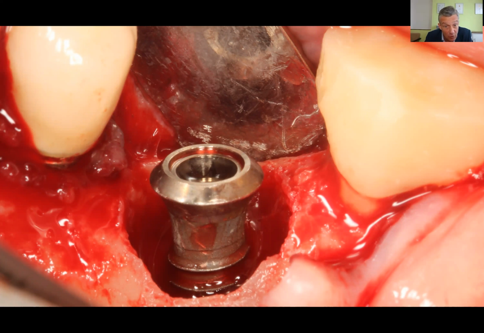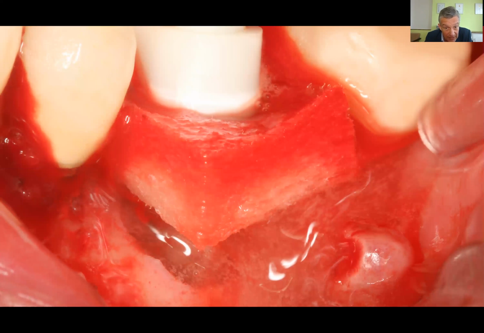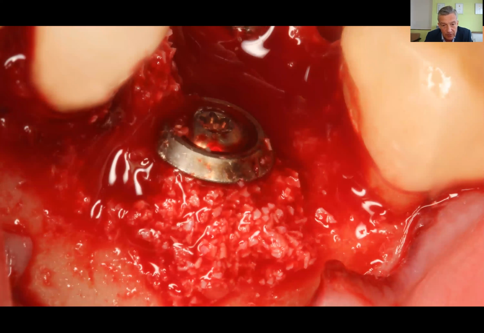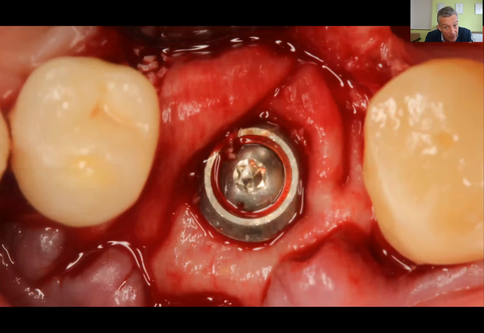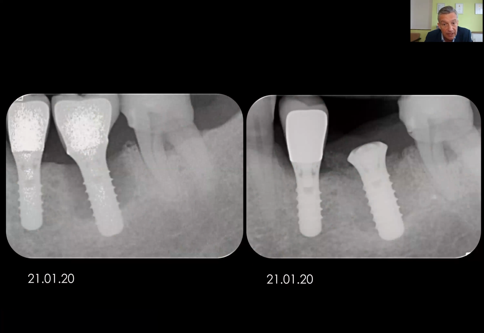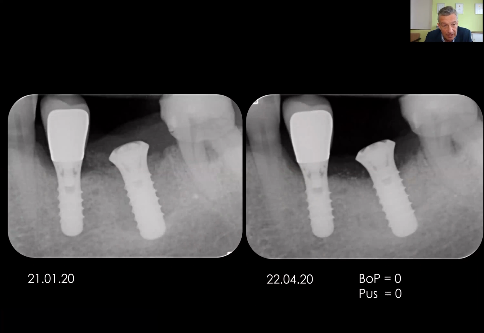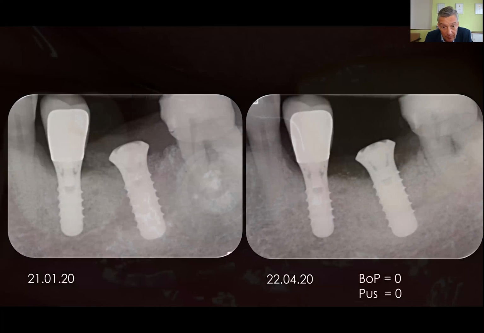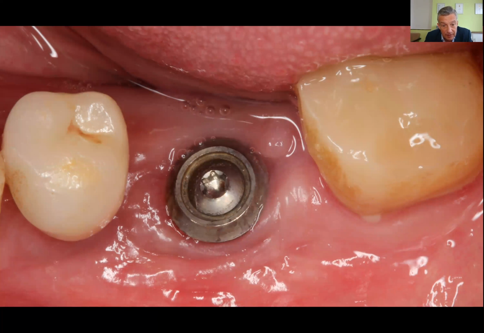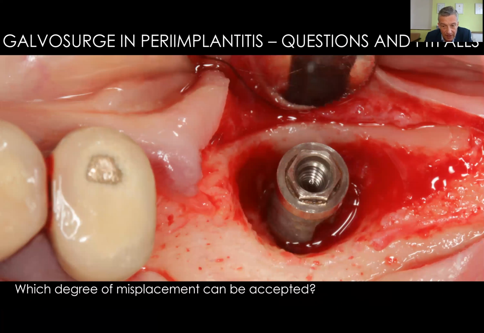We are not able to augment it because it's a tissue level implant. We clean it and we augment the site using a collagen membrane. And of course, we are using an open healing approach in this case. We rescrew the crown immediately. And this is the situation after 3 months. And clinically, it looks very nice. But now to the failures.